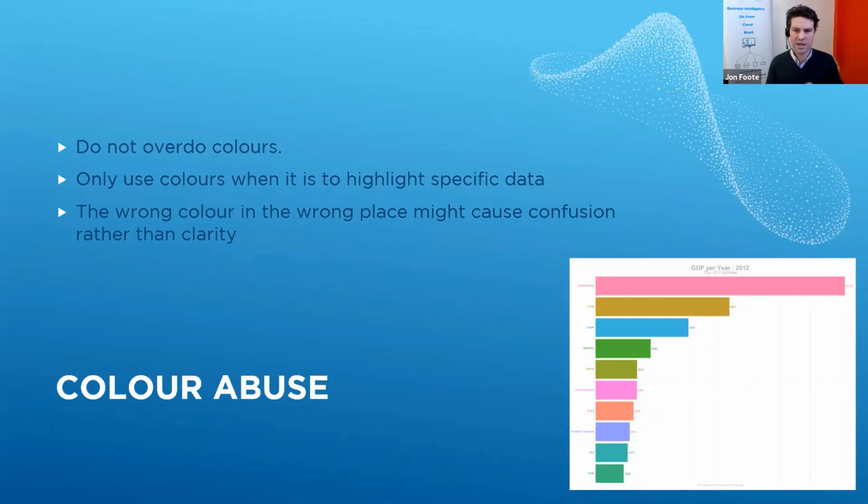But in this example that I'm showing you, we don't need to know each individual bar is different and represent it as a different color. It doesn't add any value to us because we know they're different segments because they're different bars. It just makes it more confusing when you've got other colors that are important on the screen. So don't use colors unless you really need to.